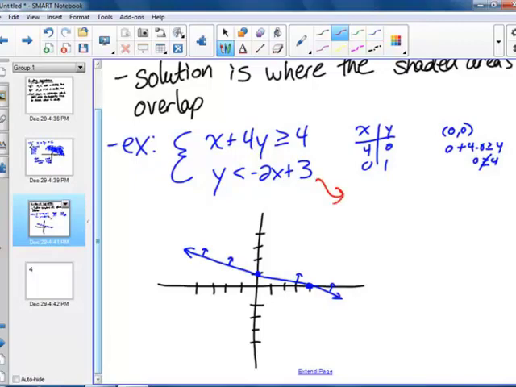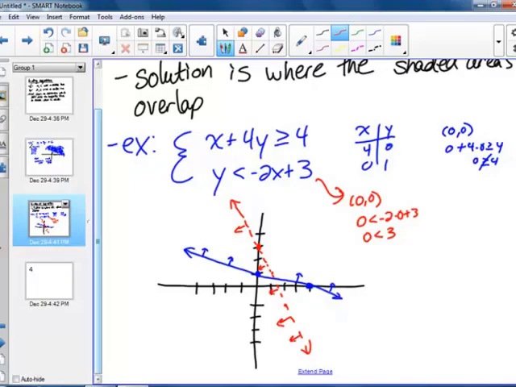Now I'm going to use red for the next one. This one I can do my slope-intercept way, so I'm going to go up 1, 2, 3, and then do my slope: down 2, to the right 1, down 2, to the right 1. Now this one should be dotted. So let's test (0, 0). Is 0 less than -2 times 0 + 3? Is 0 less than 3? Yes. So that means I should be going where (0, 0) would be shaded, down this way.